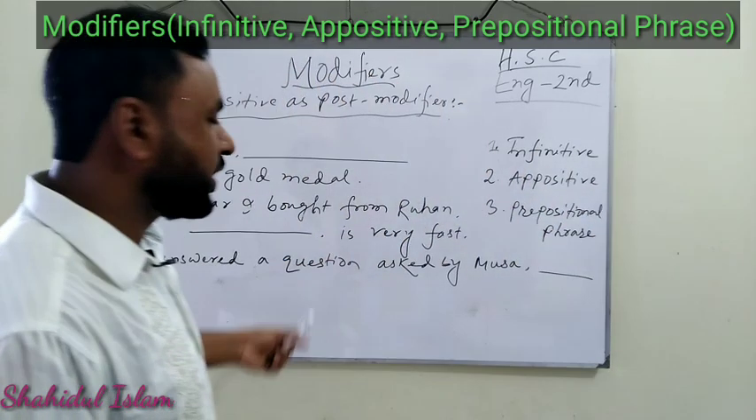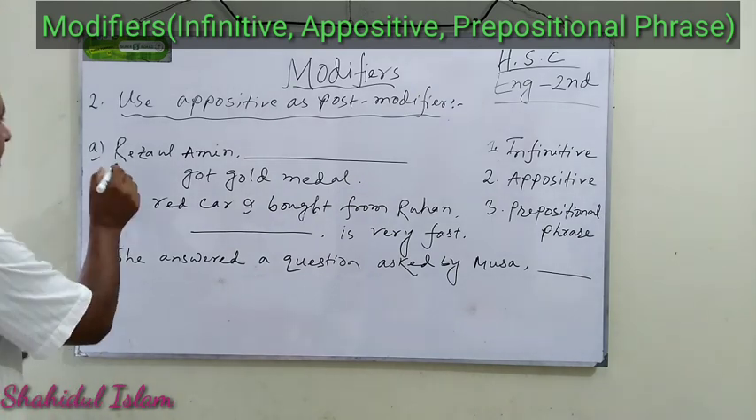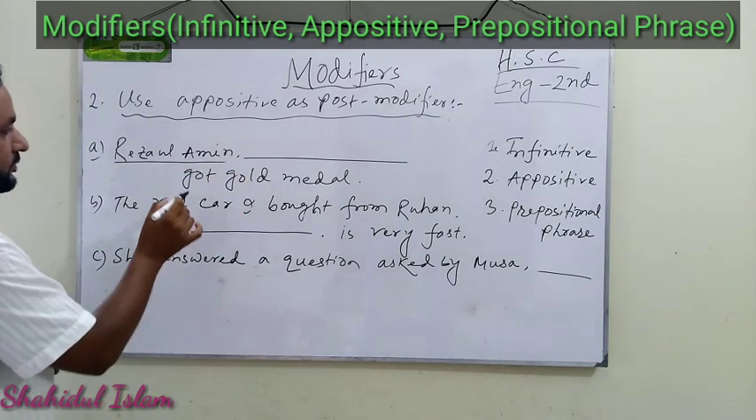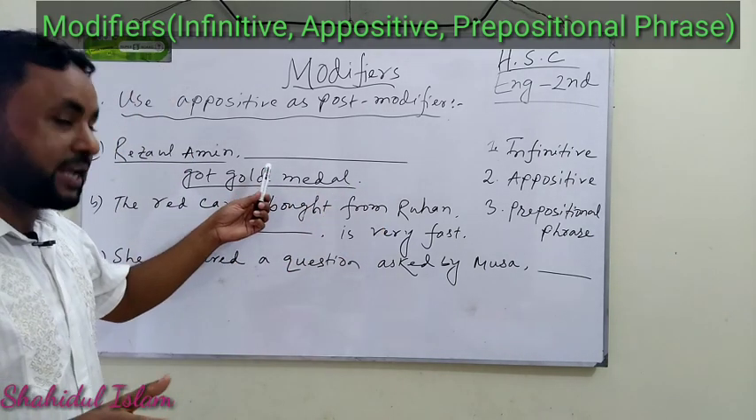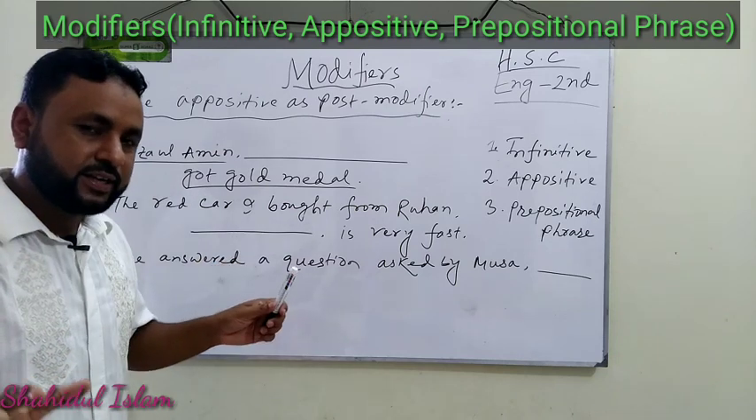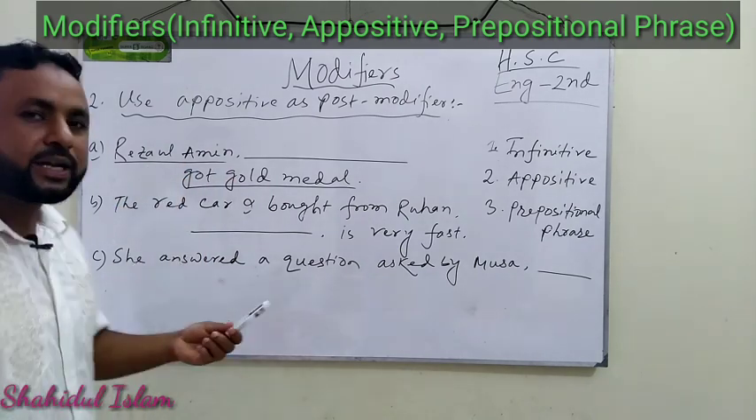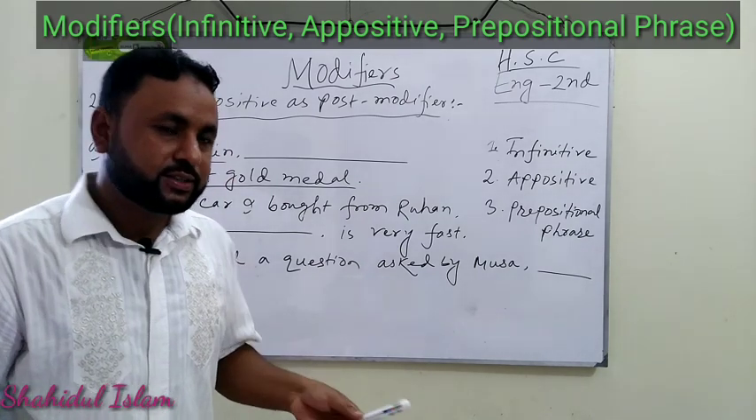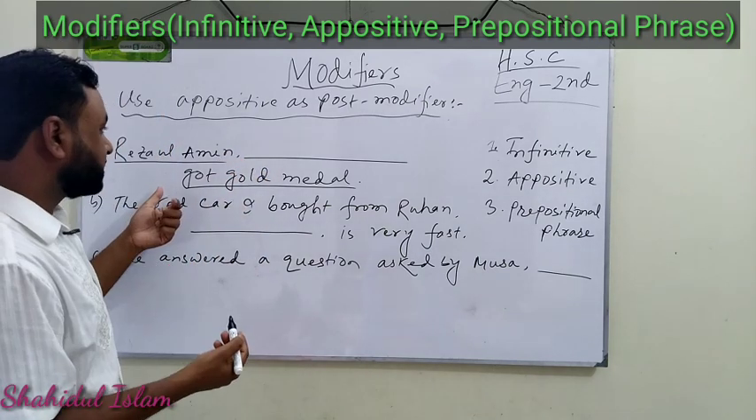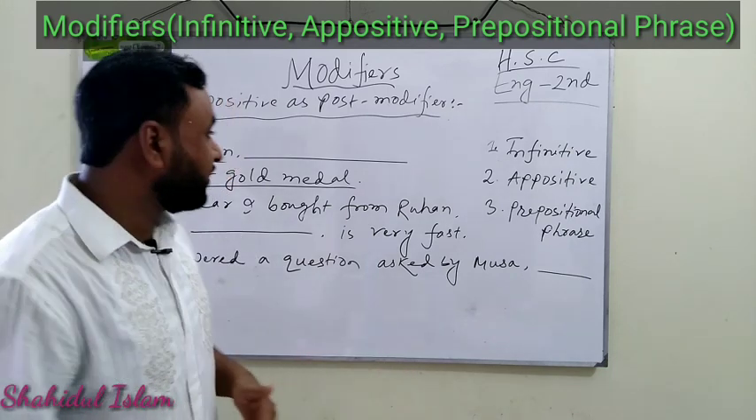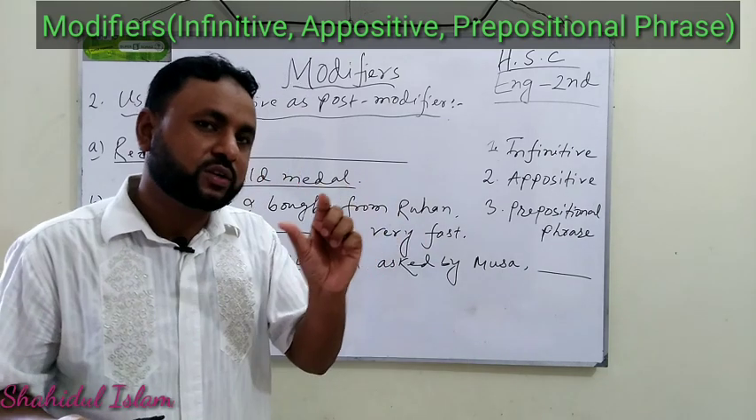In this way, we are going to fill in some examples here. Number A, Rajaul Amin got a gold medal. If you don't use any appositive here, the sentence is clear and perfect. But if you add an appositive here, what kind of appositive can you use? You can use "a famous cricketer," "a famous footballer," or "a famous singer." These words are appositives.